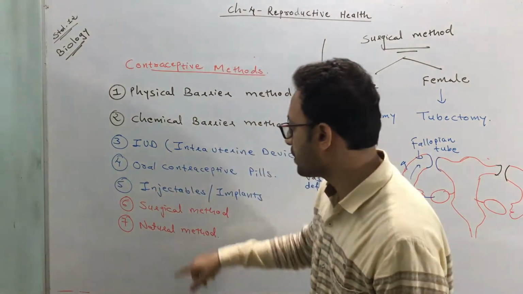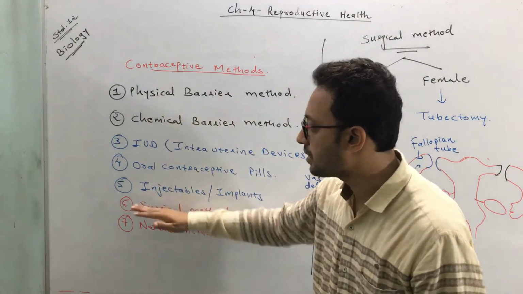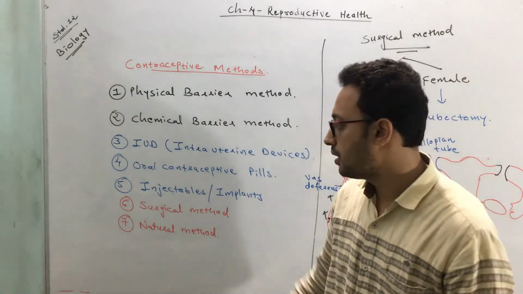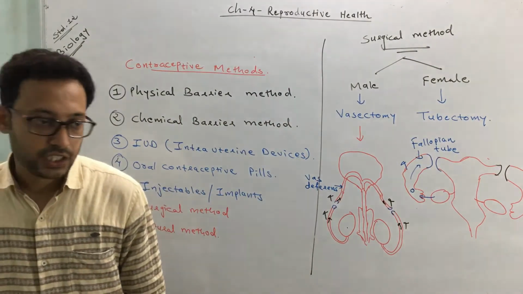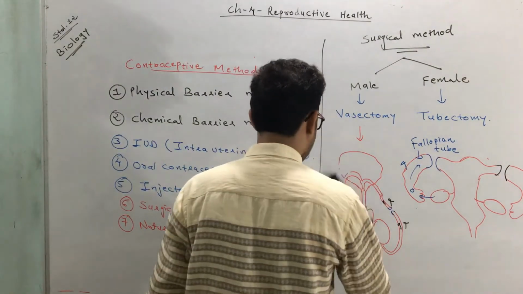Okay, clear students? So we have discussed this surgical method. We have finished the first 6 methods. Now the last method of contraception that remains is called the natural method. So now let's discuss the natural method.